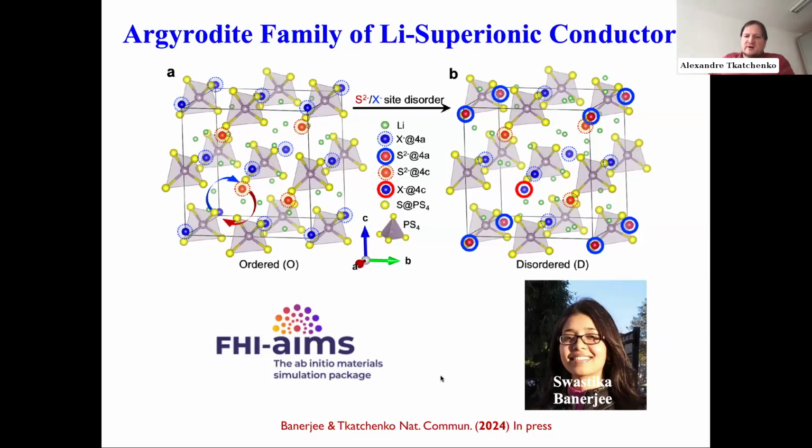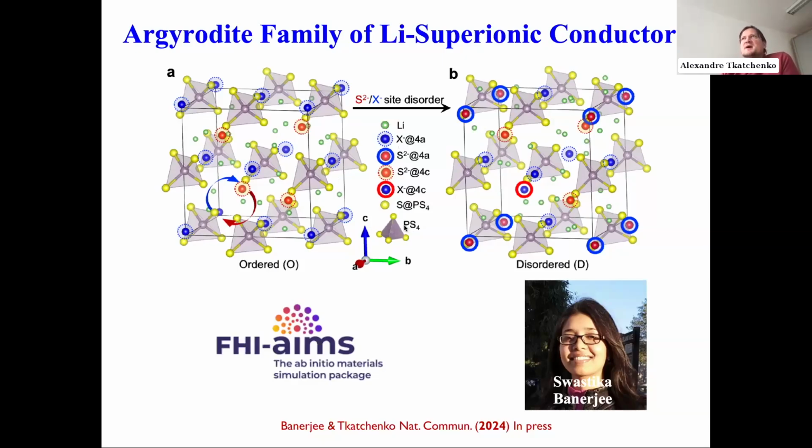So in particular, the calculations that I will be presenting are done within FHI-aims using a variety of functionals, and I will comment on this later. So what we are interested in particular, we focus on the so-called argyrodite family of lithium superionic conductors. These are so-called quaternary materials. So they have four components. You have, of course, lithium cations. You have halogens, you have sulfur anions, and then you have a semi-metal. It can be phosphorus, silicon, or germanium.